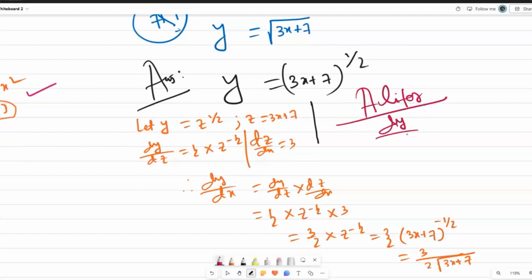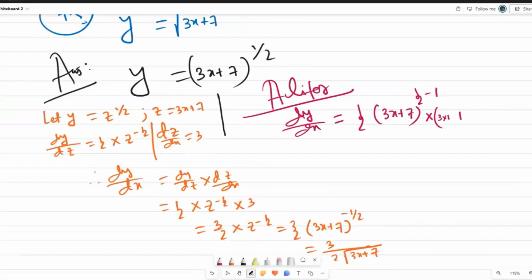The dy by dx will be, imagine 3x plus 7 is in the x to the power n form, x to the power half. You write this as half into 3x plus 7 to the power half minus 1, into its derivative. Yes. The derivative of 3x is 3 and the derivative of 7 is 0.